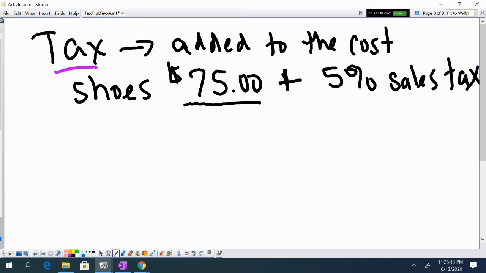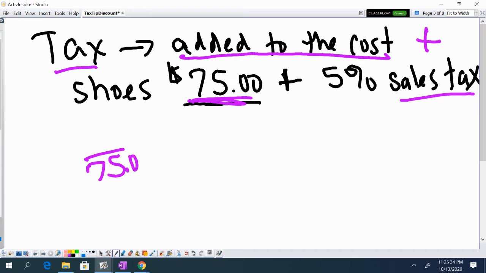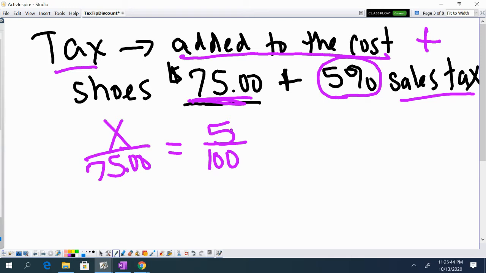If it's a tax, this is a sales tax, we're going to add it to the cost. So it's an addition. If you see shoes that are $75, there's a sales tax and it pays for your roads, it pays for schools, all kinds of things. Everybody pays tax. So my whole thing is $75. I don't know what the tax is yet, but I know it's 5%, which is 5 out of 100. My part is 5, the whole is 100. I don't know the part of the 75 I'm looking for.